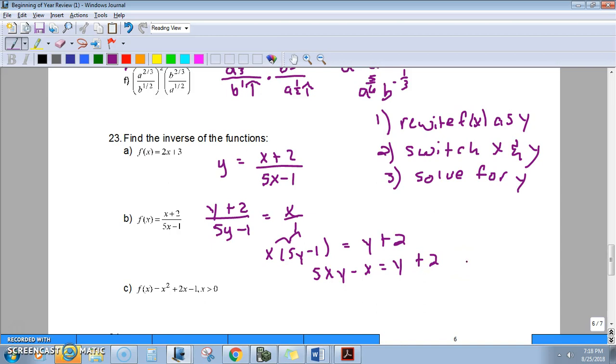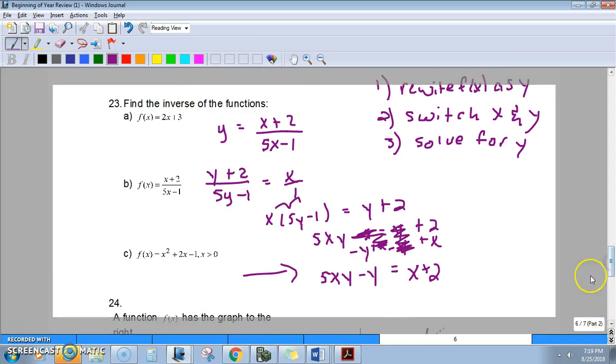Now let's get everything with a y on the same side and the other stuff on the other side. So I'm going to subtract y from both sides, and I'm going to add an x to both sides. That gives me 5xy minus y equals, and then these x's cancel out, x plus 2. Almost there. Now on this side I'm going to factor out a y, and that's how I'm going to get it by itself. I take a y out, and that leaves me with 5x minus 1. So y times (5x minus 1) equals x plus 2.